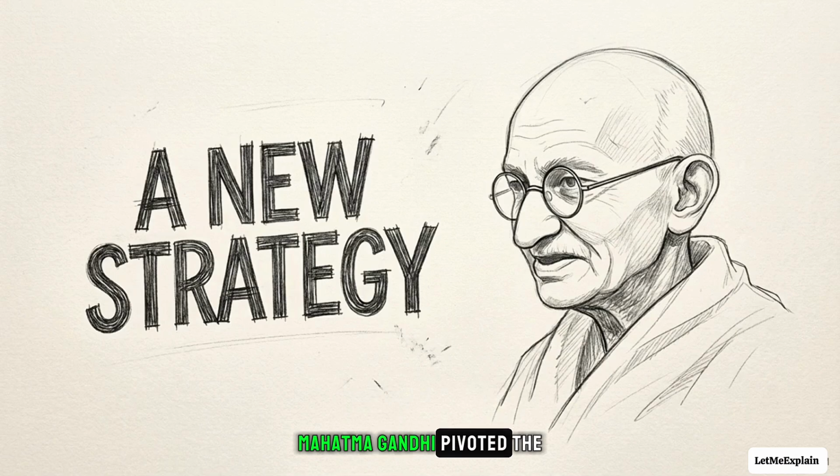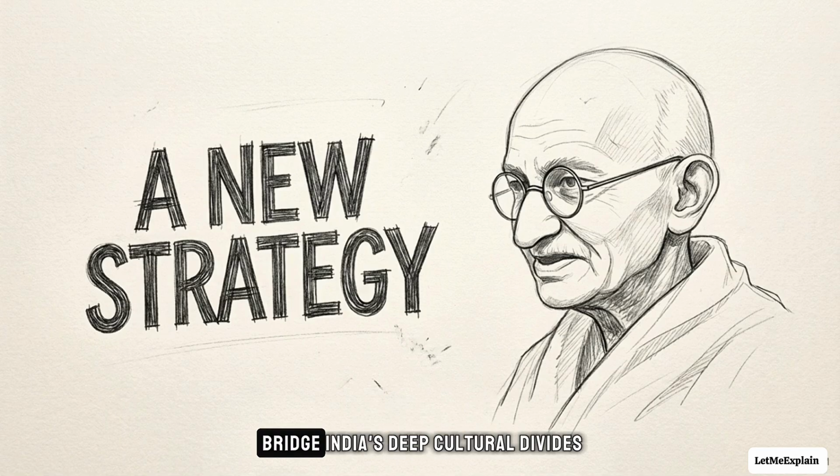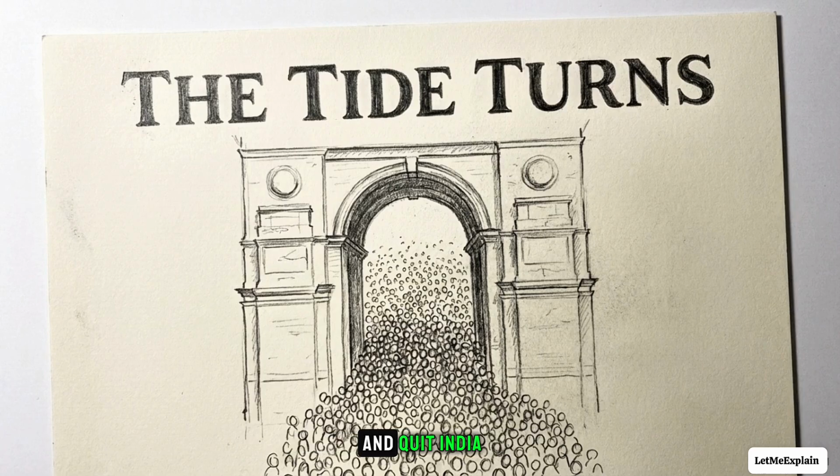Mahatma Gandhi pivoted the movement toward mass nonviolent resistance, a strategy designed to bridge India's deep cultural divides. Campaigns like Non-Cooperation and Quit India mobilized millions of citizens across the country for the first time.